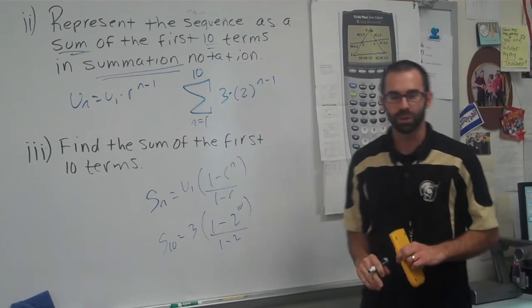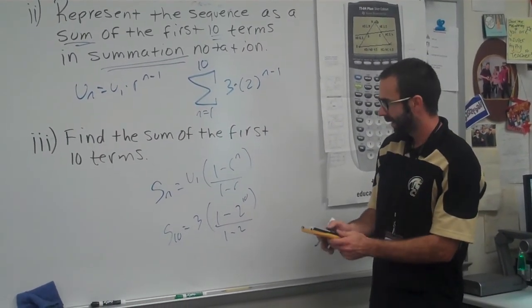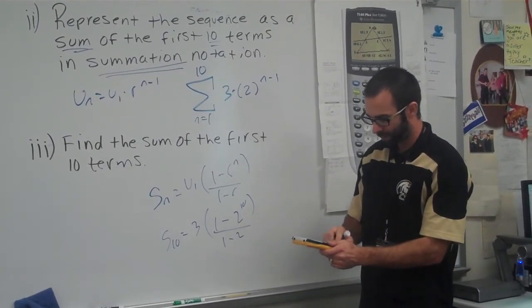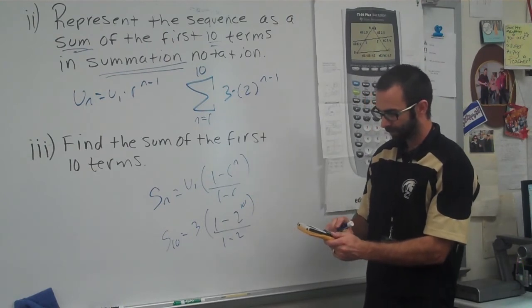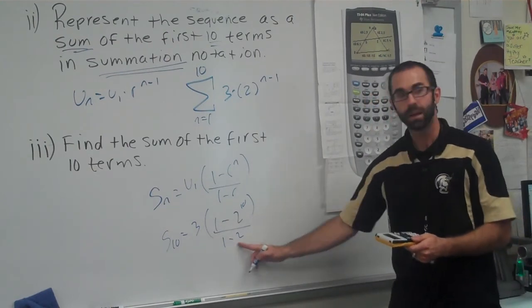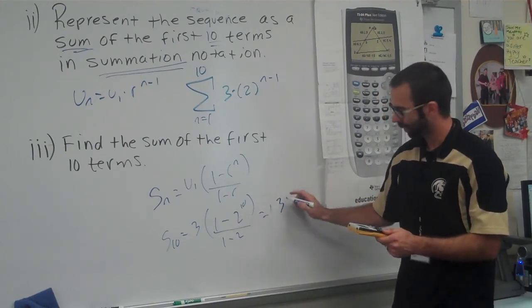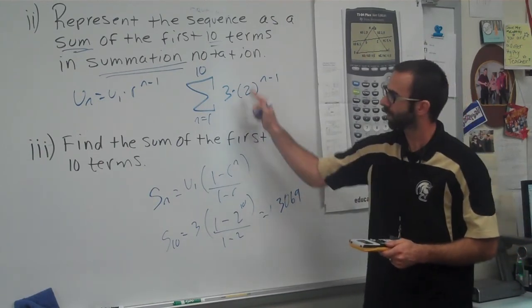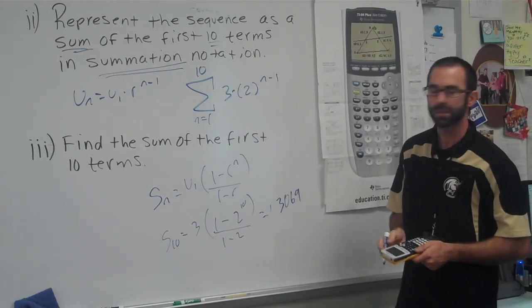I most definitely won't do that by hand, but if we calculate 3 times 1 minus 2 to the power of 10, we get negative 3069, but then we divide by a negative 1. So it's positive 3069. That represents the sum of the first term, second term, third term, stopping at 3069.